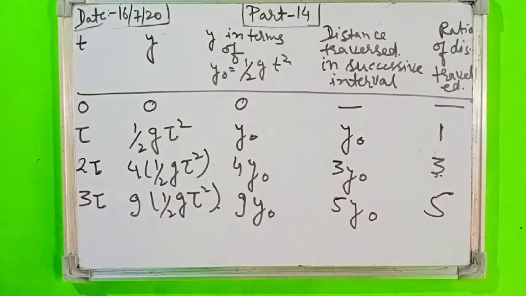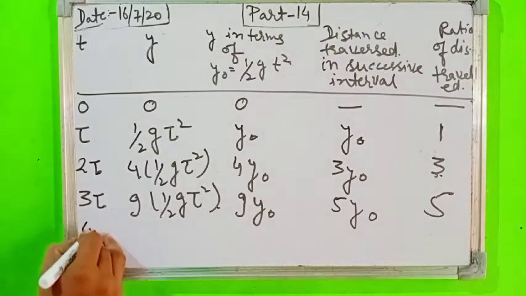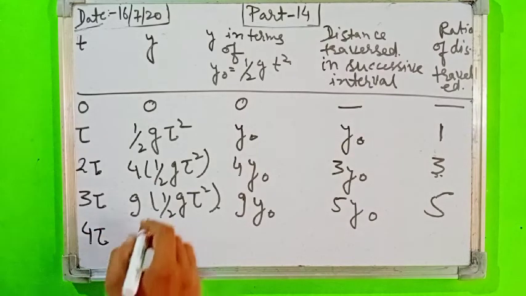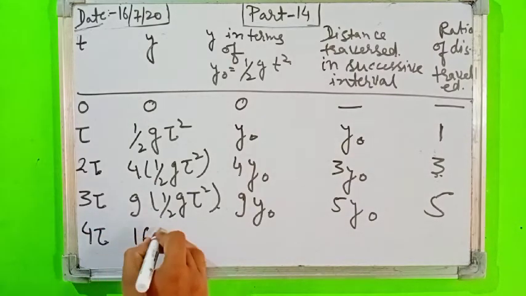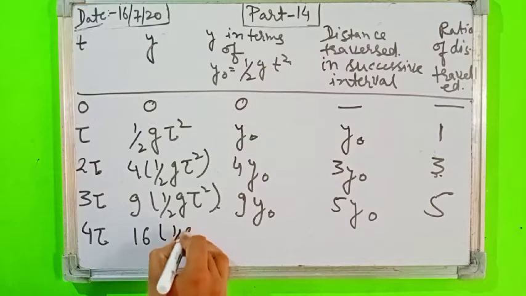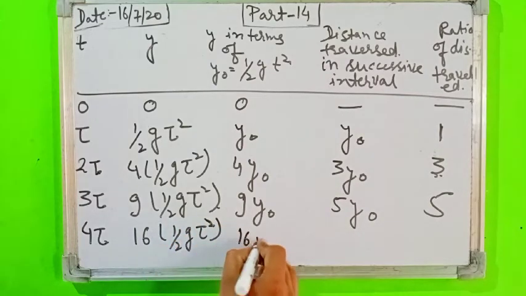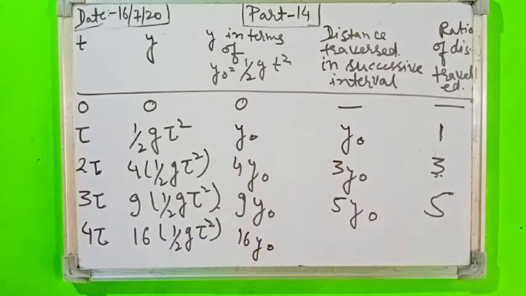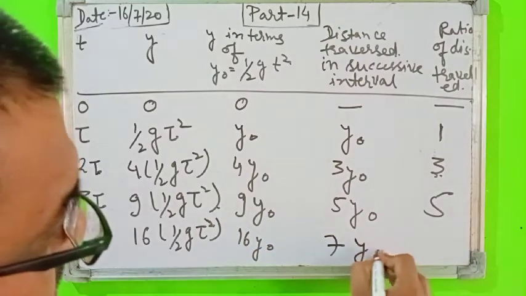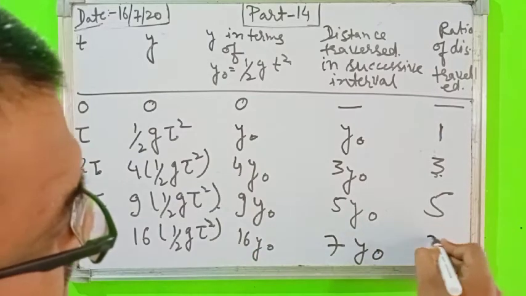Similarly, 4 tau, it is equal to 16 half g tau square, and it is equal to 16 y naught. Then it becomes 7 y naught. This minus this, the ratio is 7.